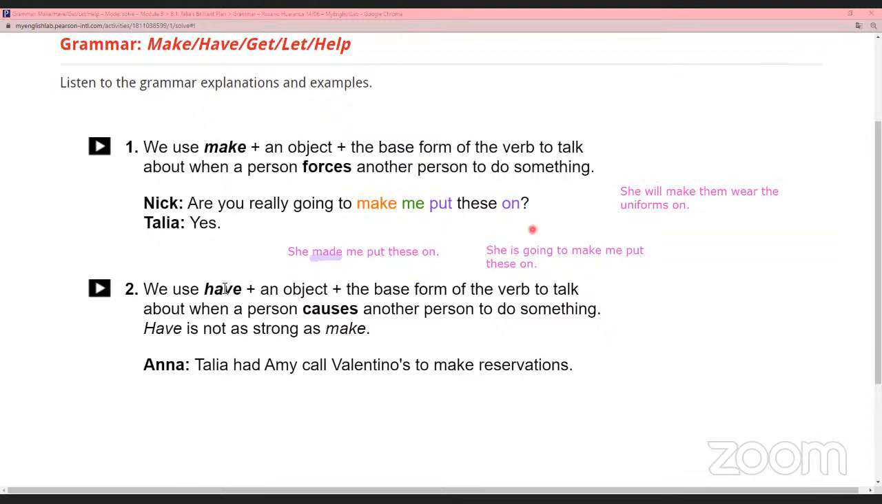Okay, Miss. Let's continue then. Remember that make is like a force. Okay, it is one of the strongest. Okay.